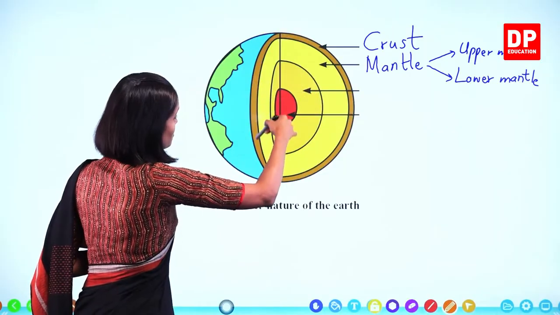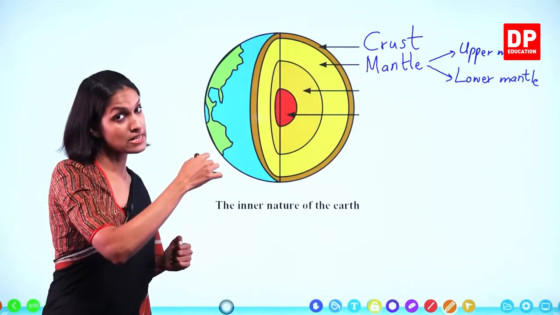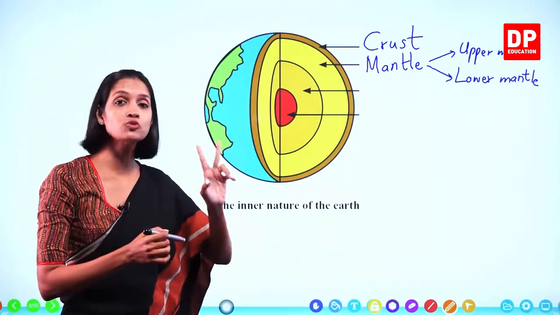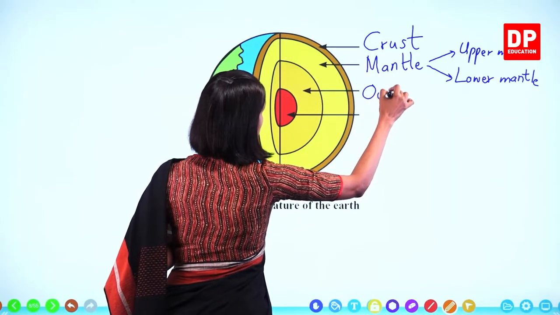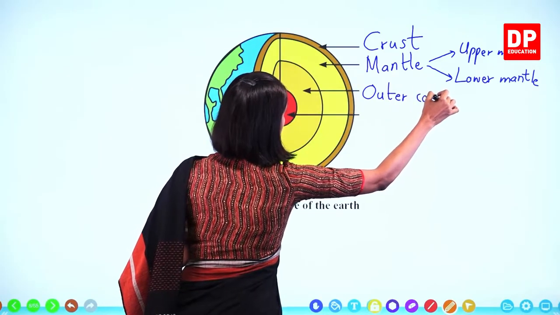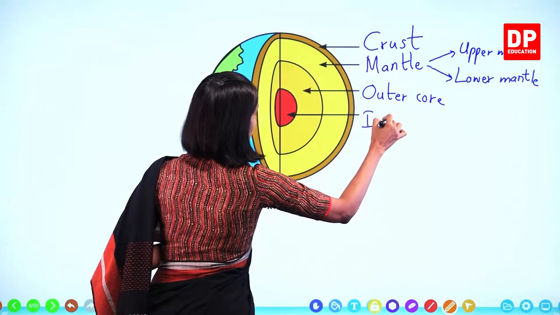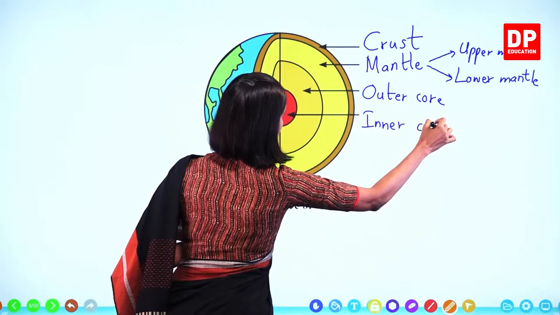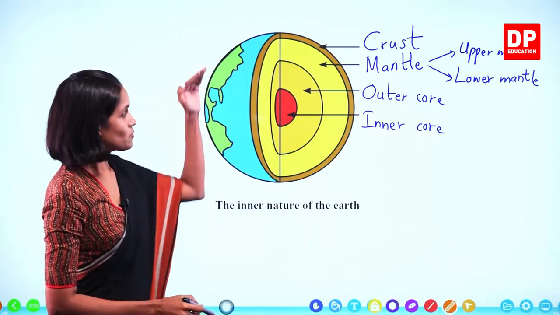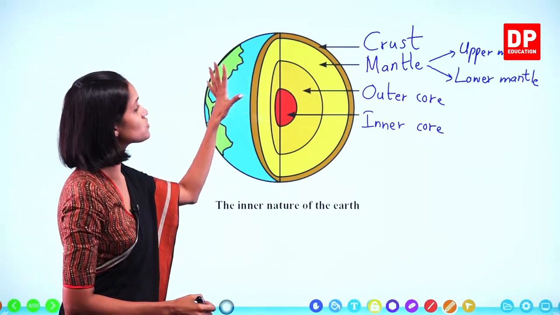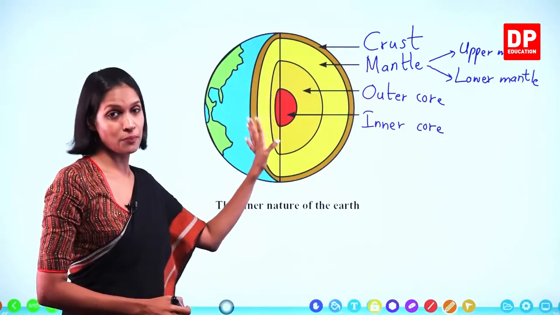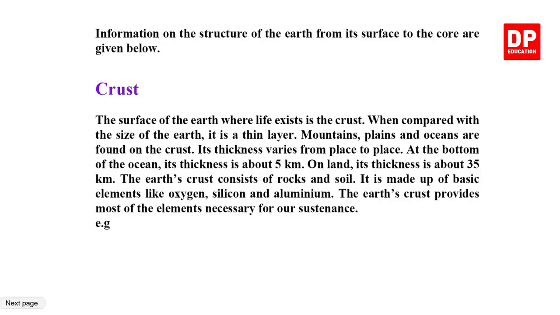So here, about when we learn about the core, I told you all, even in this lesson, we are going to learn about the core as two other layers, right? The outer part is known as the outer core and inner core, right? Outermost crust, then mantle, then outer core and inner core. Now it's easy to study about the each layer separately, right? Okay, so information on the structure of the earth from its surface to the core are given below.